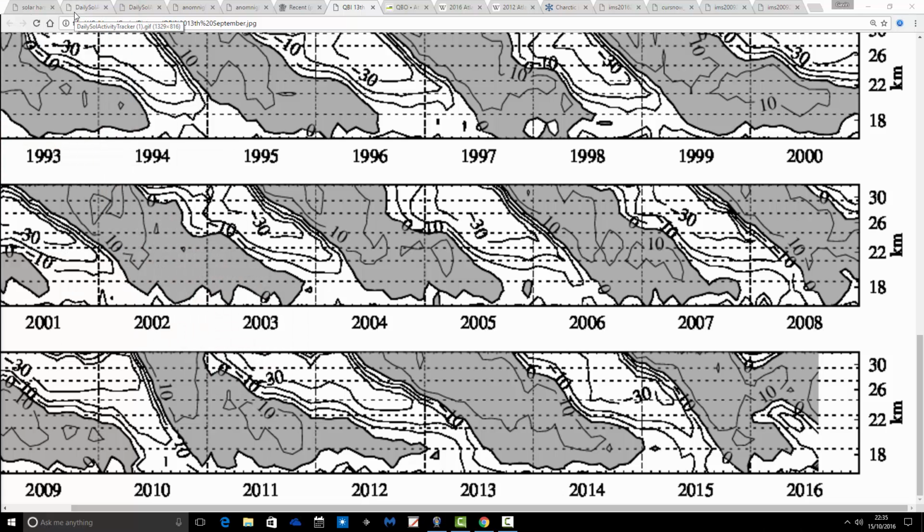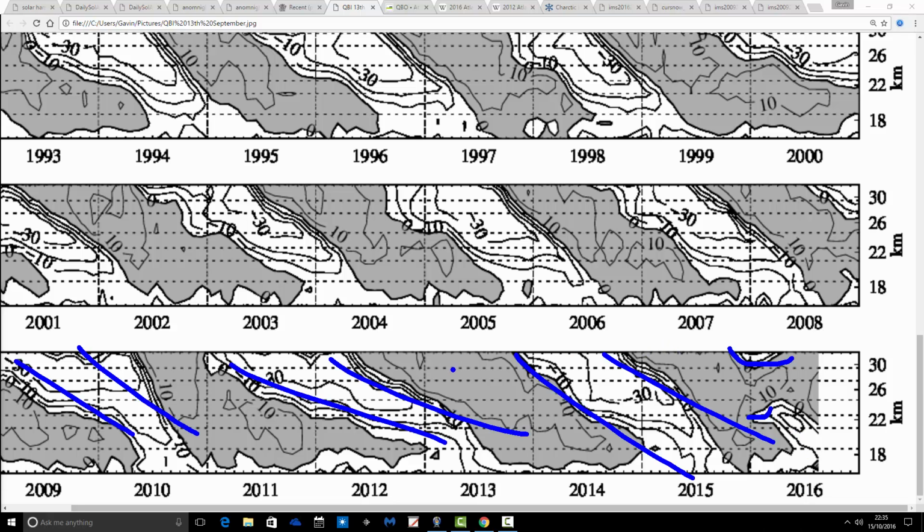QBO next, quasi-biennial oscillation. And we know the QBO is doing something very unique and unusual. We should be in the easterly phase of the QBO, which is indicated by these white zones just here. We should be in easterly QBOs. What's actually happened is that we tried to start an easterly QBO just here at the start of the year, and it failed.